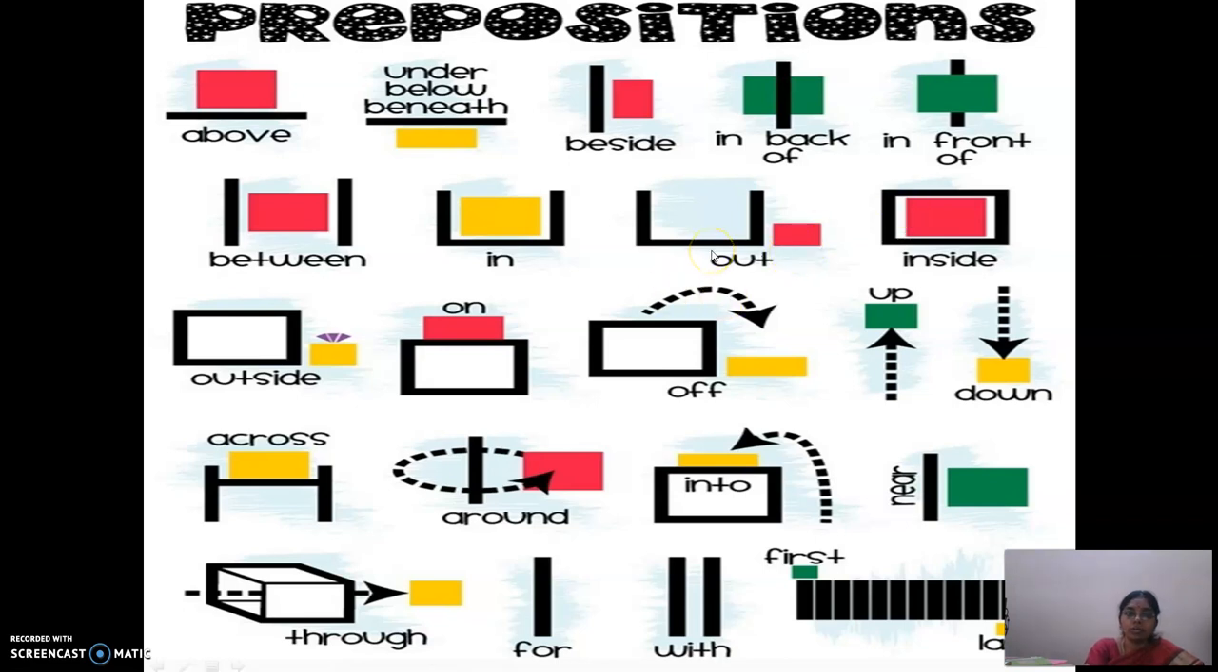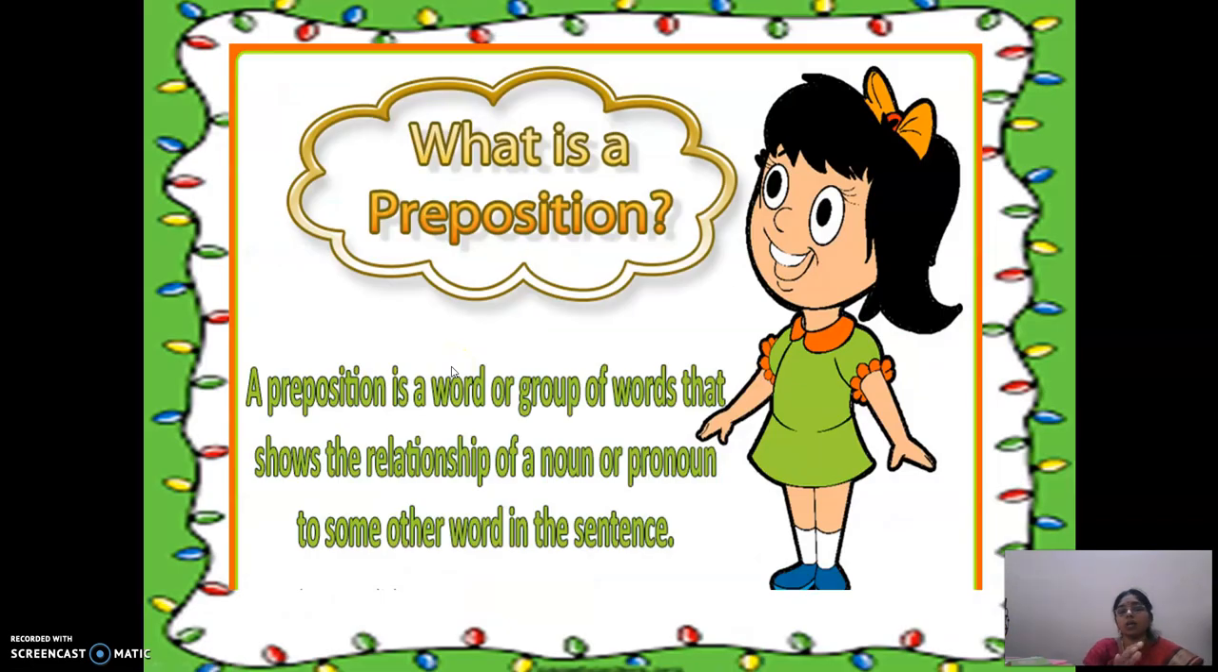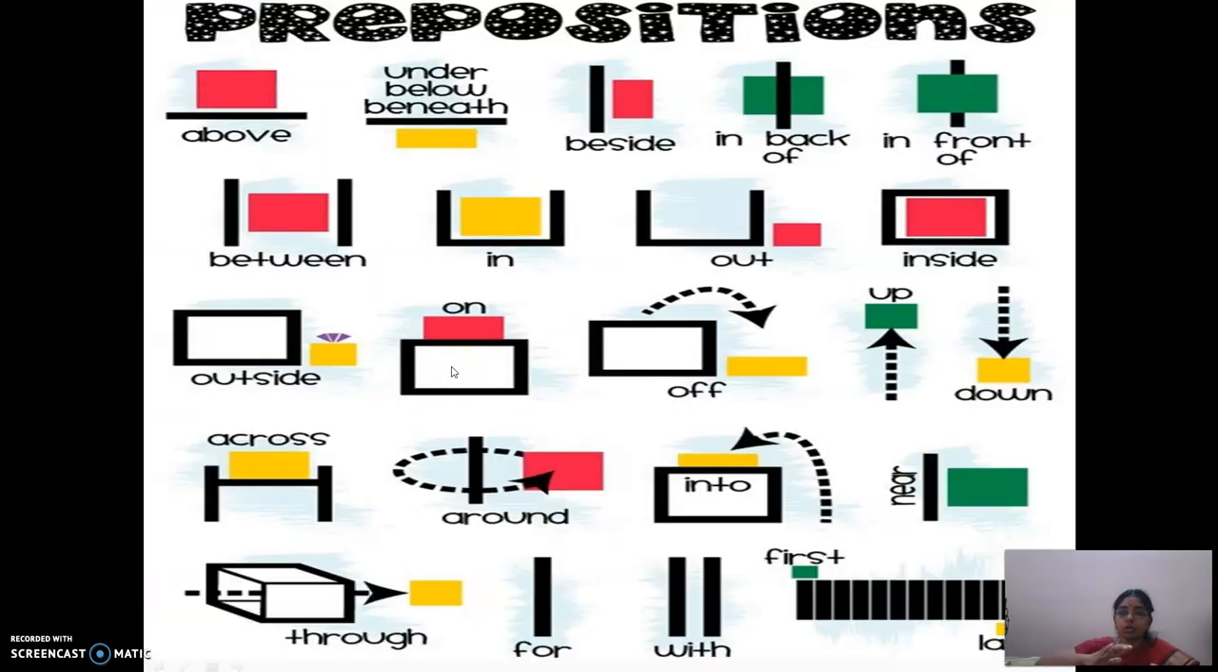Outside and out. On. Clearly the picture shows that on is the word where the two surfaces are touching each other. Okay. The surfaces of two objects are touching each other. Then we will call that as on. Off. So out of. Up, down, across, around, into. See, in, inside, into. What is the difference? Out, outside, out of. What is the difference?